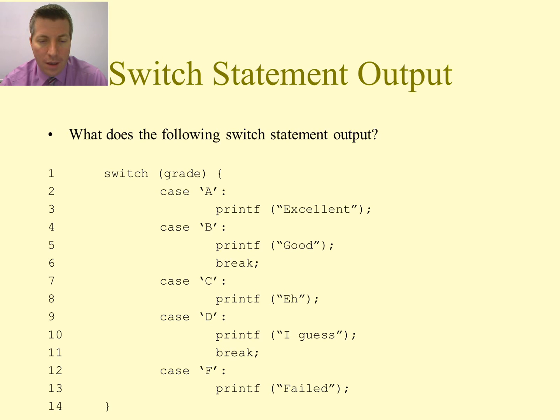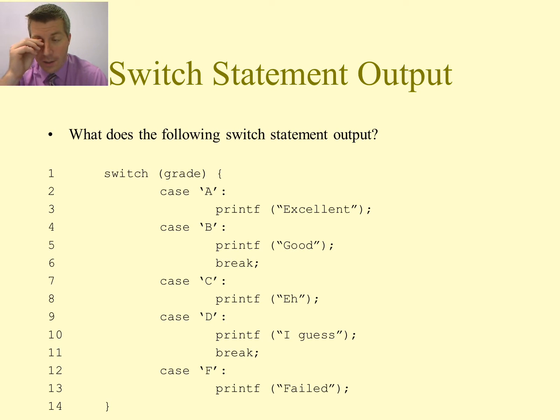If the grade is equal to F, we are going to check on line 2. Is F equal to A? No. We go to 4. Is F equal to B? No. We go to 7. Is F equal to C? No. We go to 9. Is F equal to D? No. We go to 12. Is F equal to F? Yes. And then we will print out failed.